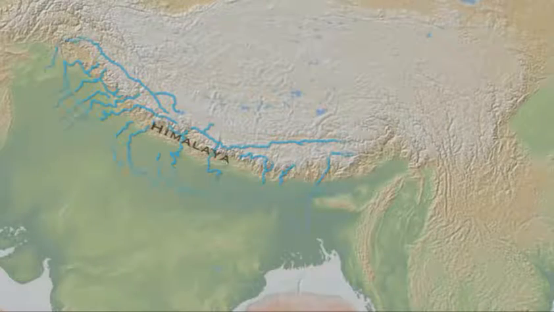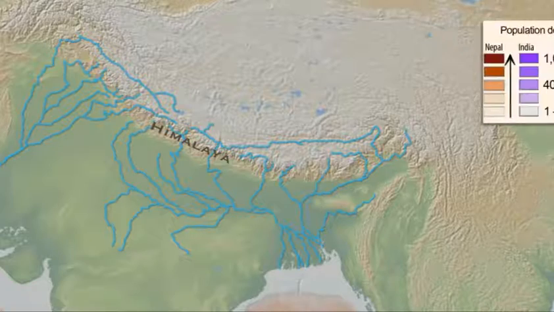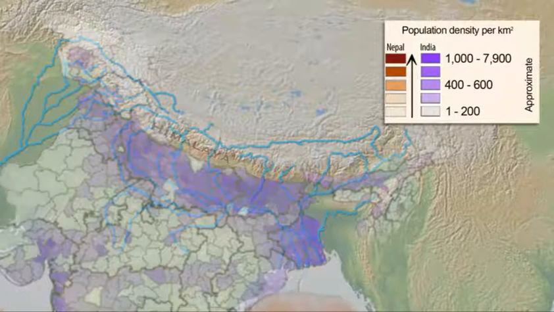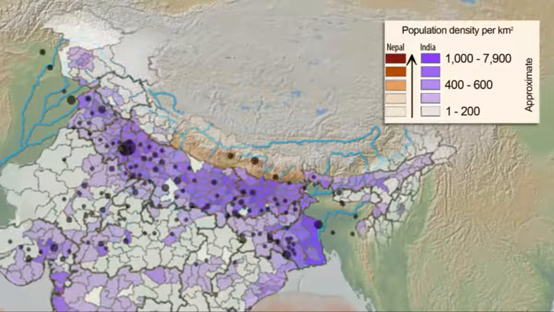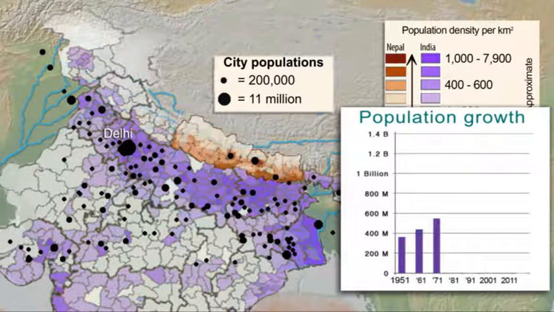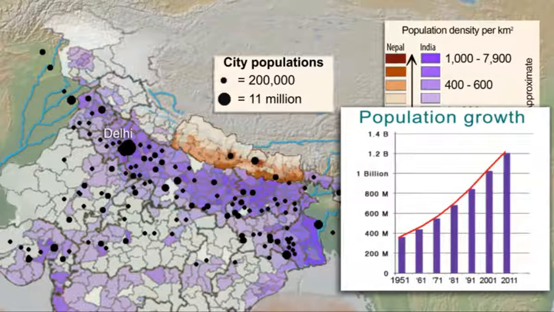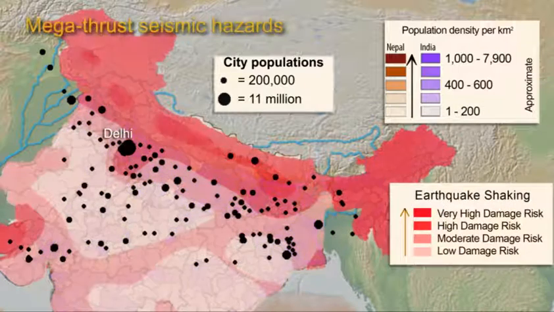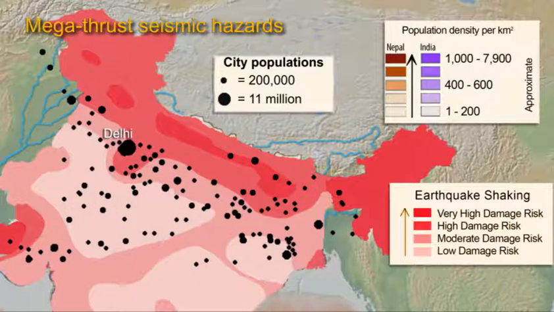Because large amounts of water are provided from Himalayan snow and ice melt, the area south of the mountain range has become densely populated. Since 1950, India's population has grown from 360 million to 1.3 billion people today. When we overlay the seismic hazard map, we see a confluence of high population density and countless vulnerable structures within areas susceptible to strong shaking during earthquakes.